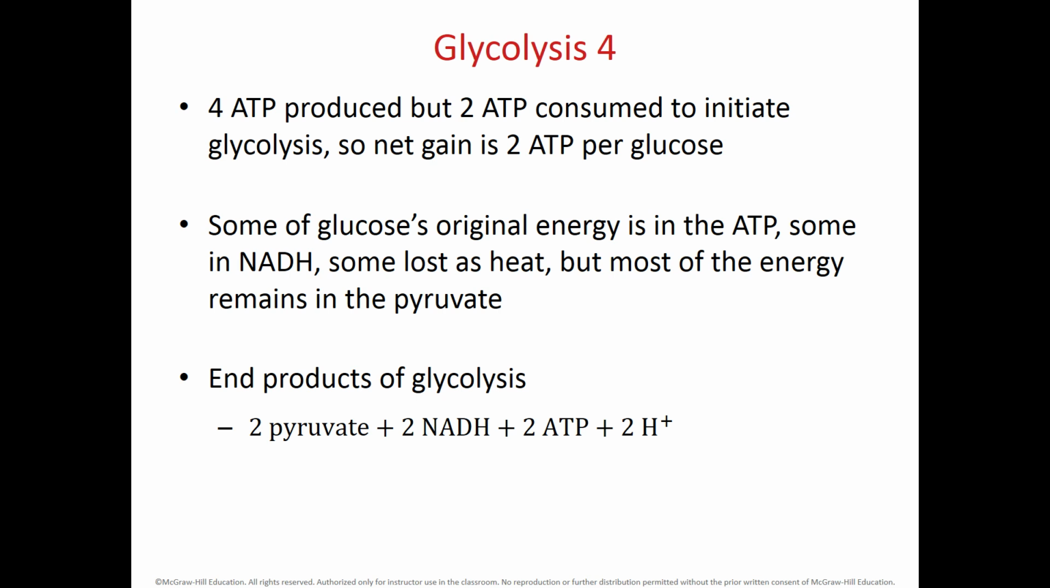So out of the 4 ATPs that you produce in glycolysis, which I remind you again happens in the cytoplasm, you have spent 2, but since you have generated 4, you have a net gain of 2 ATPs. And again, this is a very small number of ATP to perform all the metabolic functions of the cell, so you have to put these pyruvates into the mitochondria so you can generate more ATPs. So these are the end products of glycolysis: 2 pyruvates, 2 NADH, 2 ATPs, and 2 hydrogen ions.